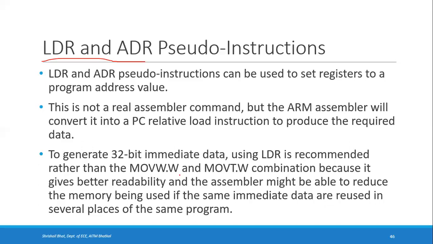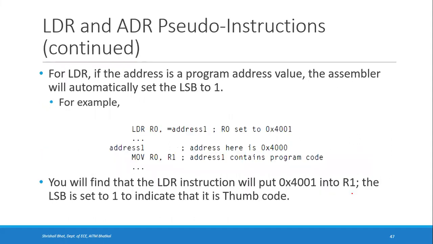We will see that. So this will give better readability, and the assembler might be able to reduce the memory being used if the same immediate data are reused in several places of the same program. So here is an example. If the address is a program address value, the assembler will automatically set the LSB to 1.